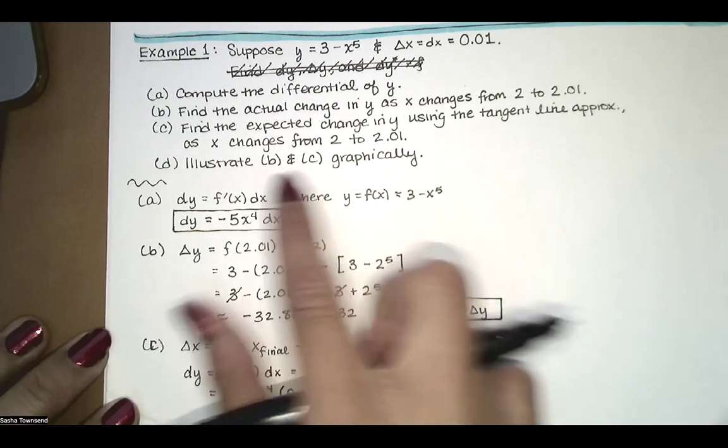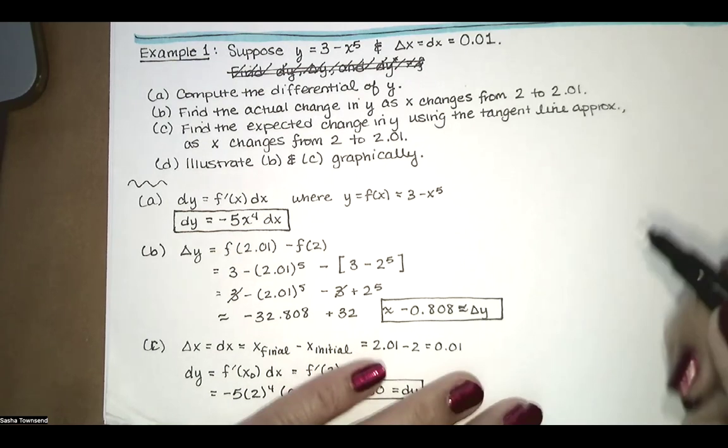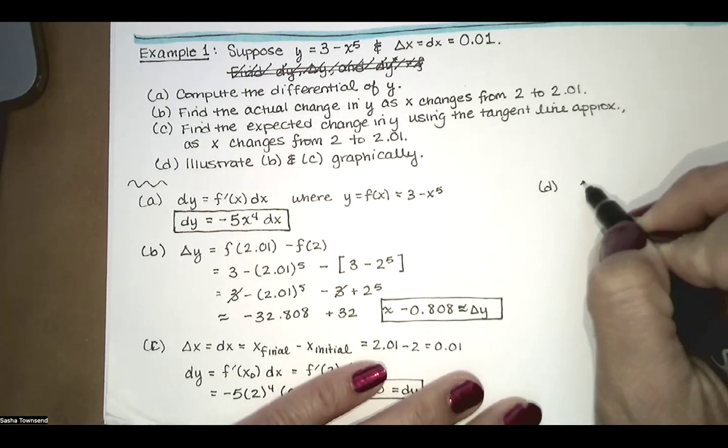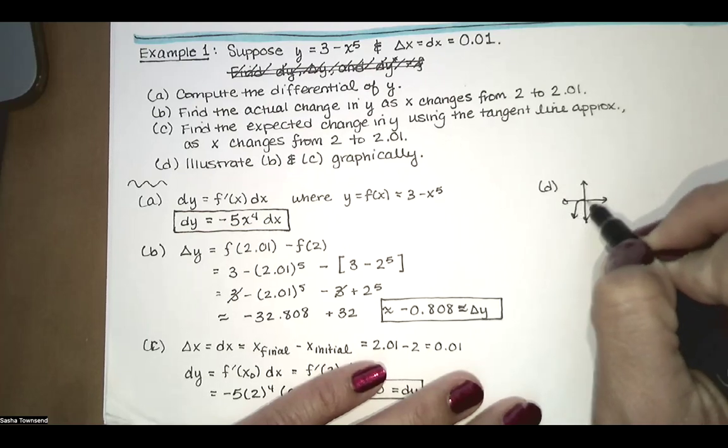Now we're asked to illustrate B and C graphically. This is difficult to do because 2 and 2.01 are so close to each other, but you can do this on a calculator. You can also do it on paper, but usually your graph is not to scale. So if I try to do this on paper, I say, okay, I've got y equals x to the 5th, which kind of looks like x cubed.